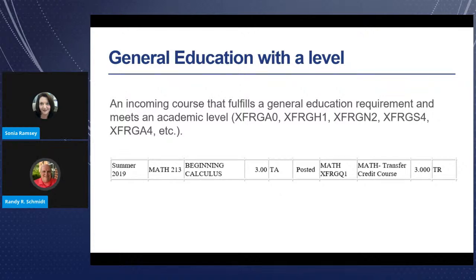Okay, general education courses with a level are incoming courses that fulfill a general education requirement and meet an academic level. Again, the letters after XFR, that means transfer, dictate the course determination, but now we have a number to tell us what level the course is considered to be. For example, Math 213, titled Beginning Calculus, transfers in as Math XFR GQ 1. This means Math 213 is a general quantification math course, and it's at the 100 level.